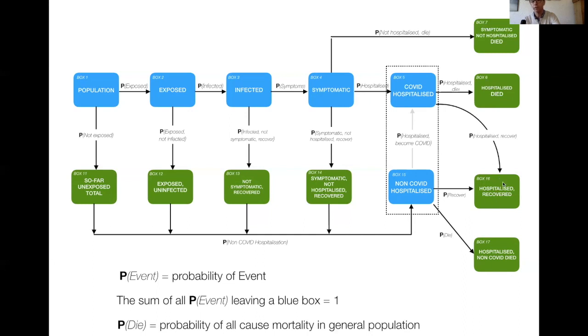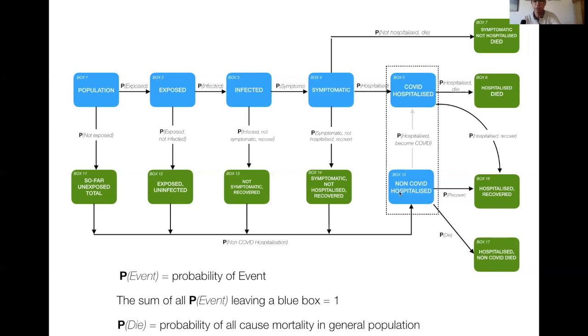And then I've got them both going into the same recovered box. Maybe in another model you might split those out, but you could recover in hospital, and you may have had COVID, you may not have had COVID, but equally you could die from not having had COVID but going into hospital. Now that's my little flowchart model, and what really interests me, and this is what really sparked it.